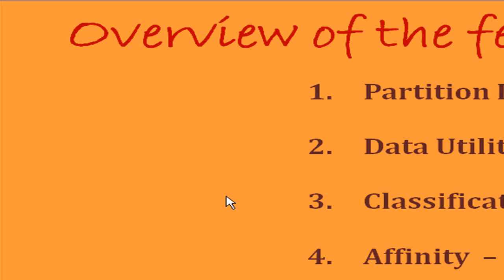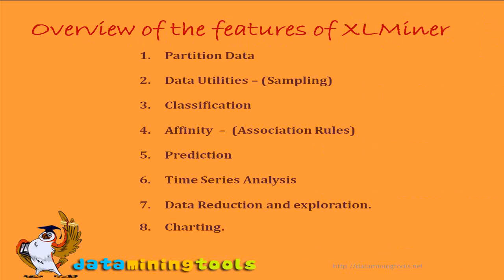Let us look at an overview of the features of XLMiner. It contains about 8 tools: first partition data, next data utilities, third classification, fourth affinity, fifth prediction, sixth time series analysis, seventh data reduction and exploration, and finally charting. Let us look at each one of these features, starting with partition data.